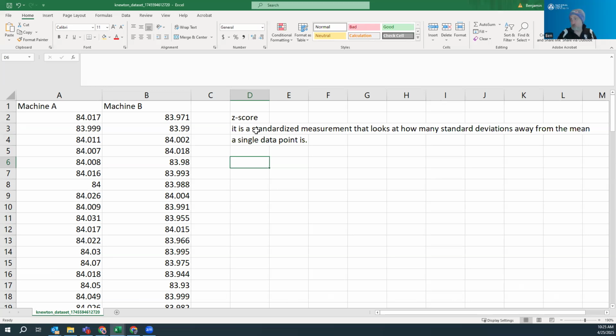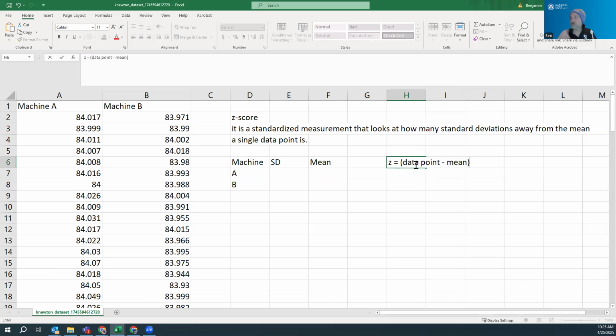So the first thing I need to do is get the standard deviation and the mean, and then I'm able to do my Z-score calculation. Ultimately, the Z-score is a pretty simple formula. It's just got three parts to it: the data point minus the mean, that's how far away the data point is from the mean, over the standard deviation, which is how much variance in general, on average, there is.